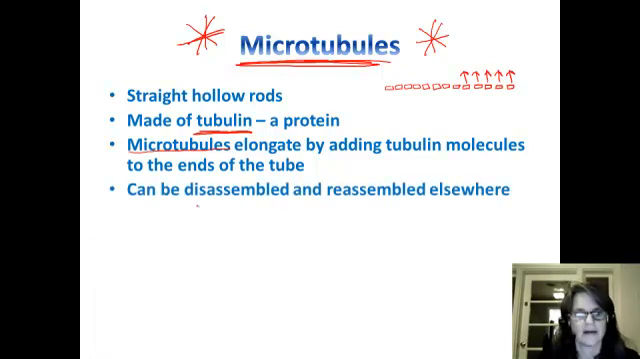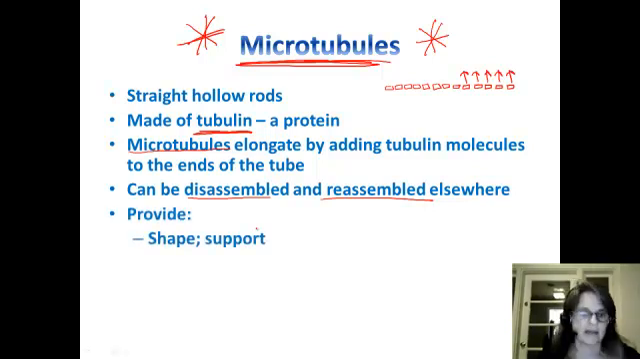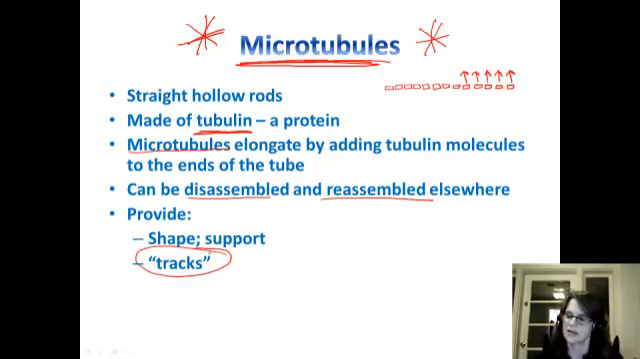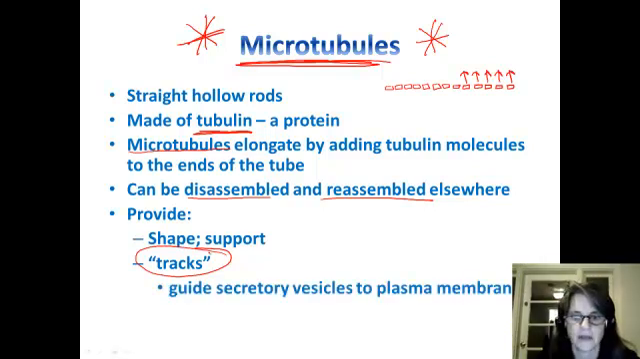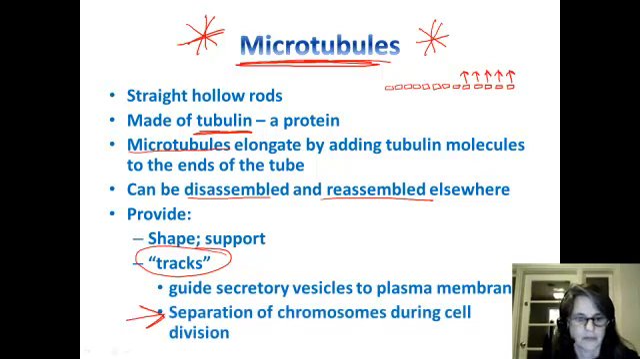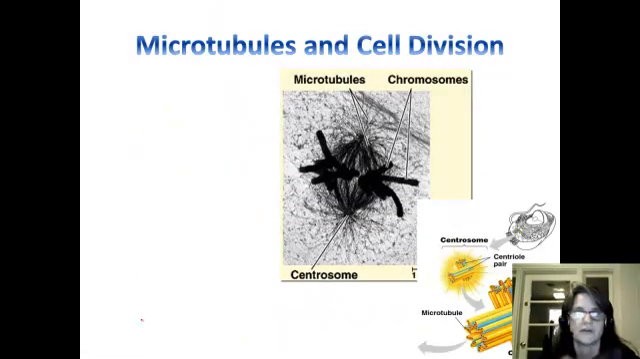Alright, so this is a real key: disassembly and reassembly. They can become long and then they can come apart and be reassembled somewhere else. They can provide shape and support, but most importantly, they provide almost like little tracks where little things called motor proteins actually walk along these tracks and pull chromosomes or vesicles or whatever needs to be moved along this path in the cell. Okay, but of course the second bullet is the one we're going to talk about now. They'll move the chromosomes during cell division. I'll show you animation later that hopefully will make this very real for you.